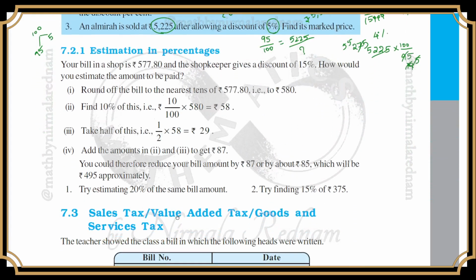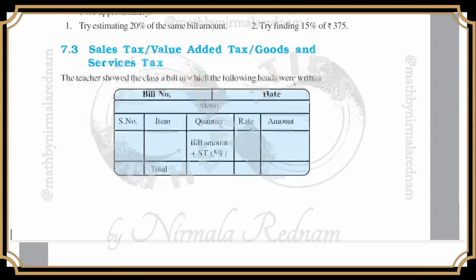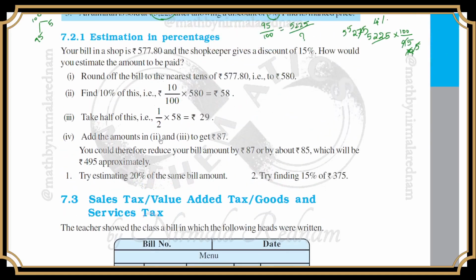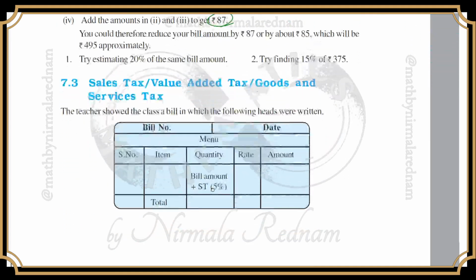Okay, next, coming to the taxes. So this is the estimation part I was talking about in the previous video. If you have something like 15% on some price which has 577 rupees and 80 paise, you're going to approximate it for practical purposes, right? And then you take 10%, half of that, and you then add these two, you're going to get the discount amount approximately, which is good enough for the practical purpose.